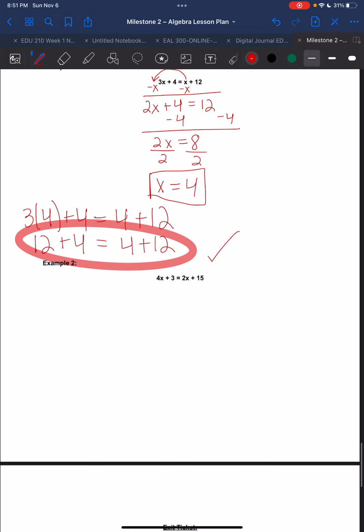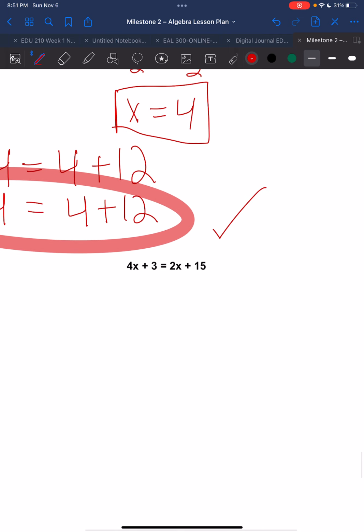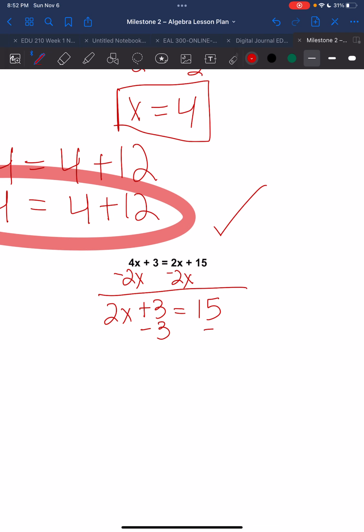Now on example number 2, I will do the same to be able to find out what my value for x is. I will subtract my x to be able to bring it on one side. I am going to subtract 2x. Whatever I do to one side, I have to do to the other. 4 minus 2 is 2x plus 3 equals 15. I want to bring my numbers without the variable x on the other side, so I will subtract 3 from both sides. And I will get 2x equals 12.